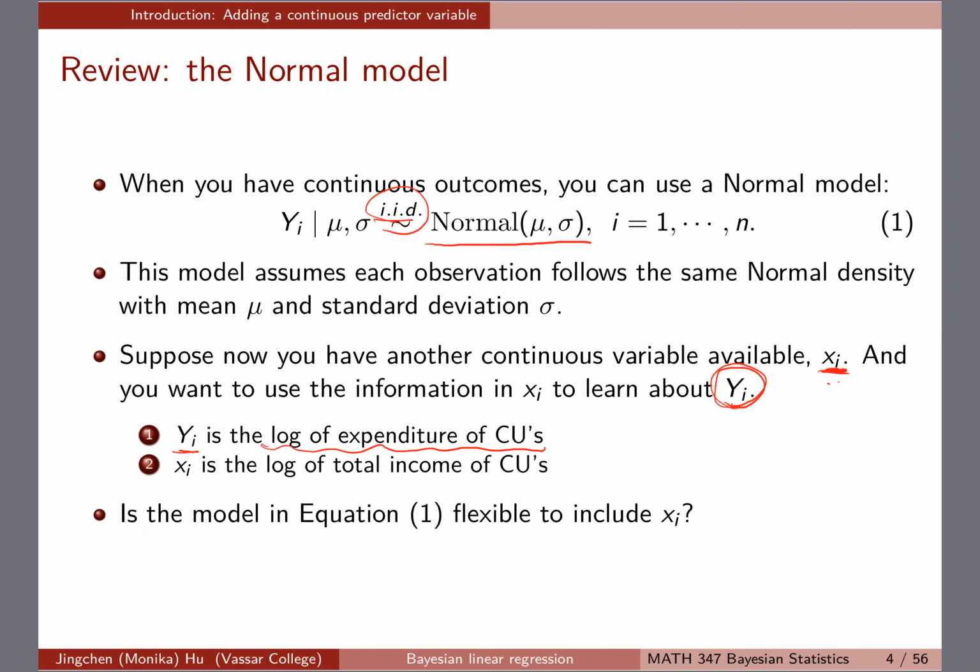To include the information that we know about the CU to learn about the yi? So how can we change our model in some way, and then how can we formally write it out? Anyone?